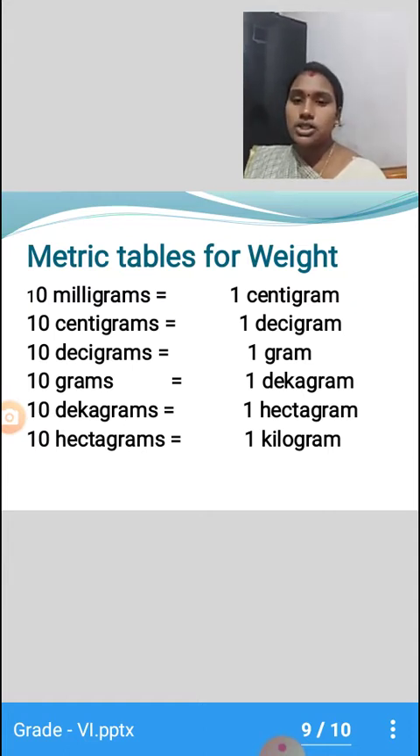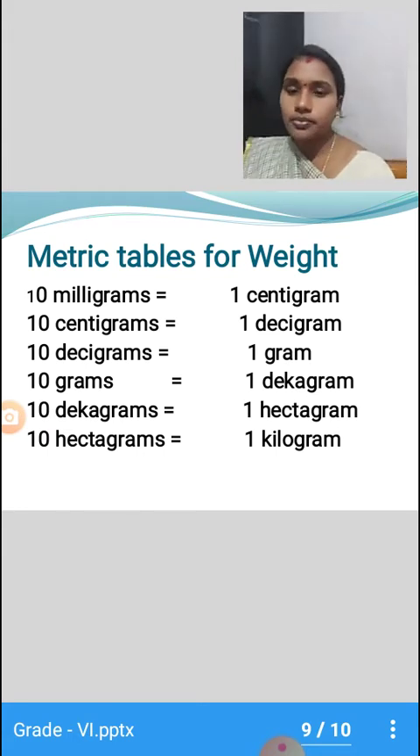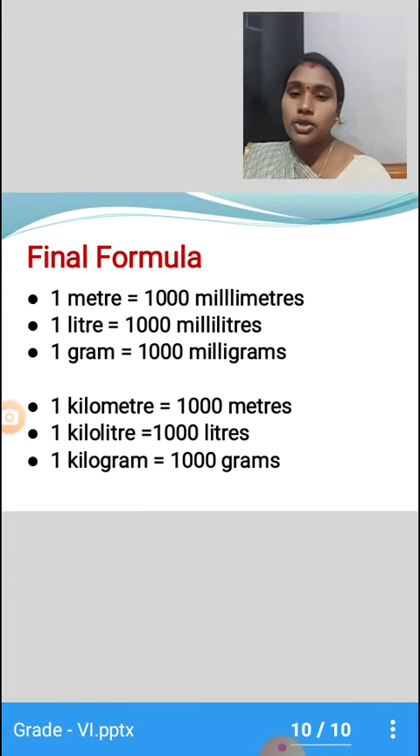Okay children, these are very important tables, and once you know these tables, it will be easier to solve metric conversion problems. Okay children? Right. So now I am going to tell you the important formulas, right?